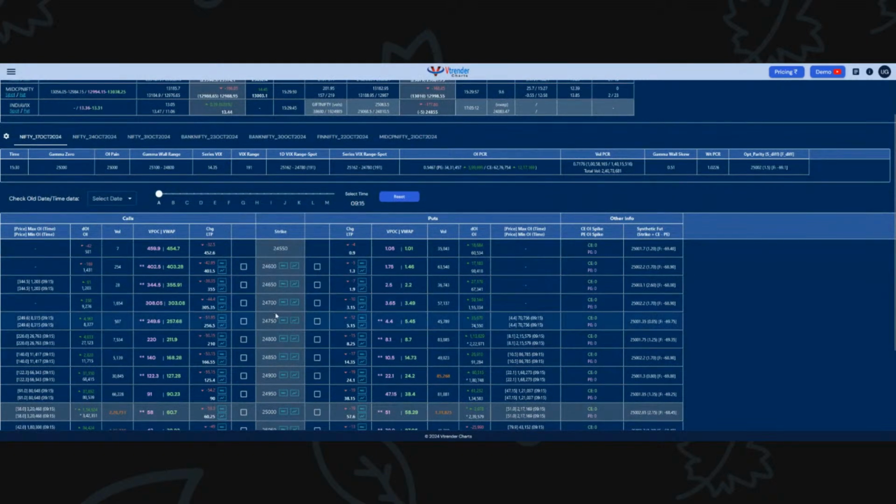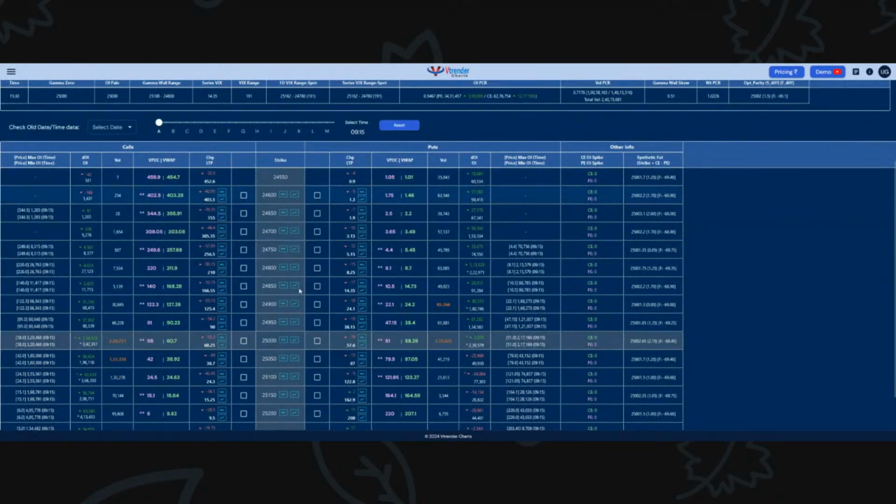So we have the strike price in the middle column, and we have the puts on the right side and the calls on the left. Today, because it was an open drive down, let's open the chart of the 25,000 put line chart and see how the open interest, the VWAP and the POC were placed.